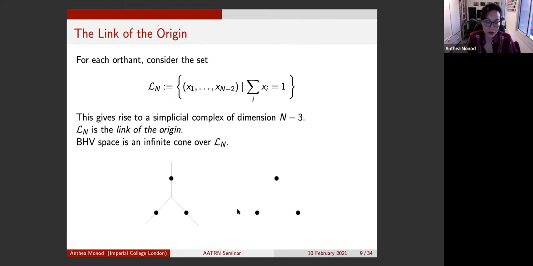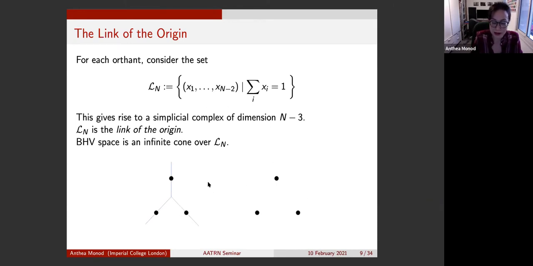Okay. So for each orthant, there's a set called the link of the origin, which I want to talk about now. You consider this set here, L_n. This actually gives rise to a simplicial complex of dimension n minus three. So this is the link of the origin, and you can think of it as the skeletal structure of BHV space. BHV space is actually an infinite cone over this simplicial complex.